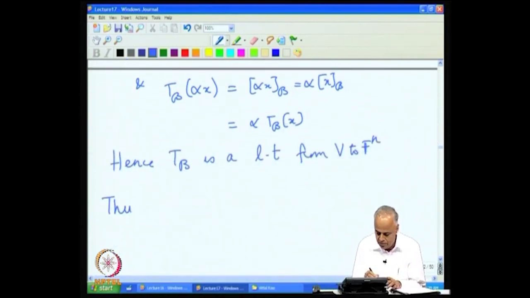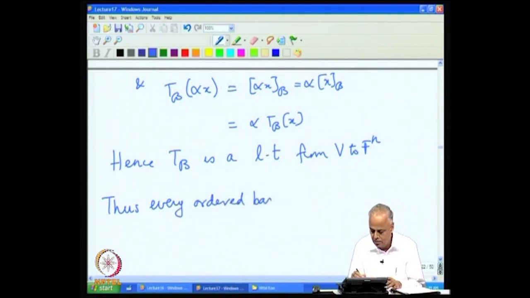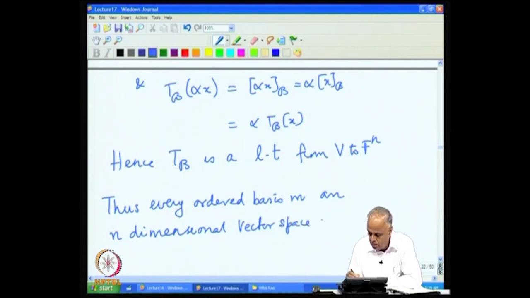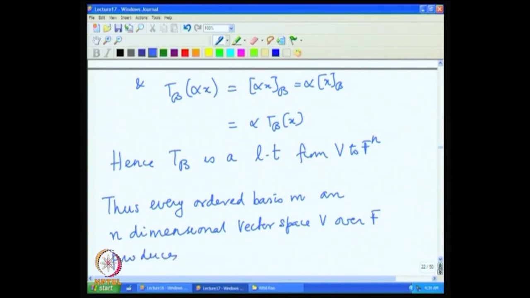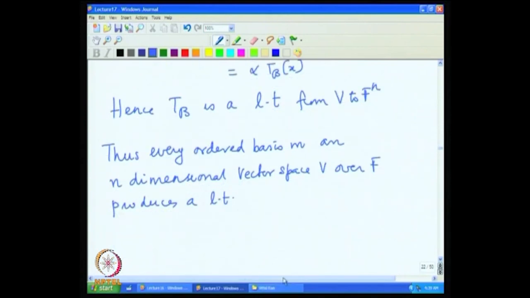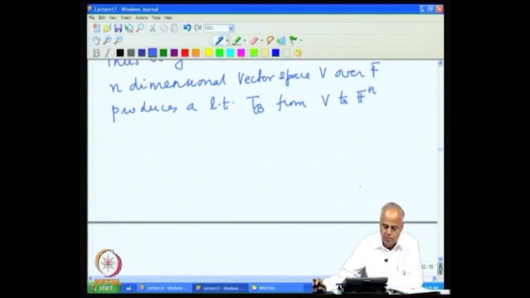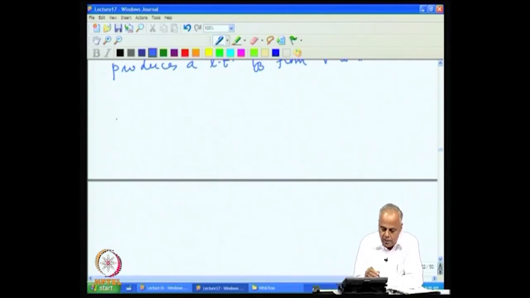So, thus every ordered basis in an n-dimensional vector space V over F produces a linear transformation T B from V to Fn. So, that is our first example, which actually motivated our definition for linear transformation. Let us look at simpler examples now.